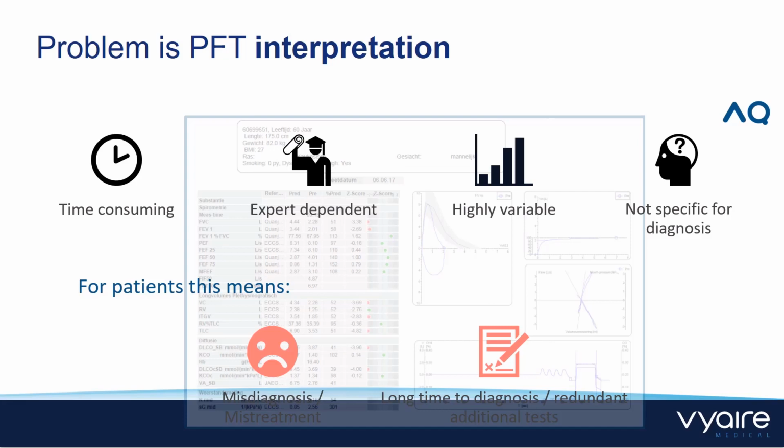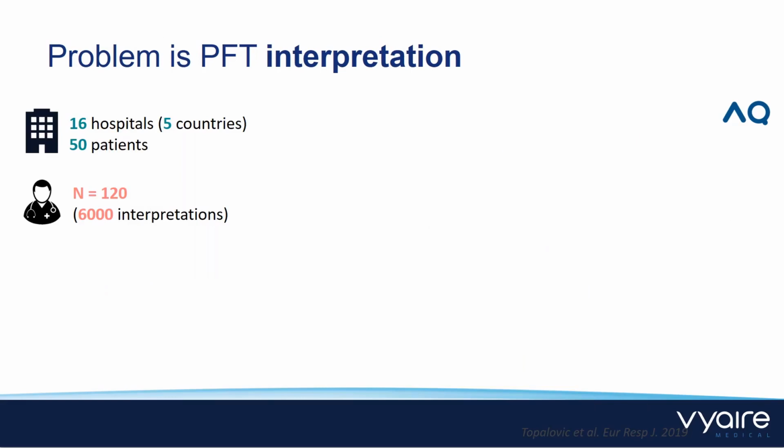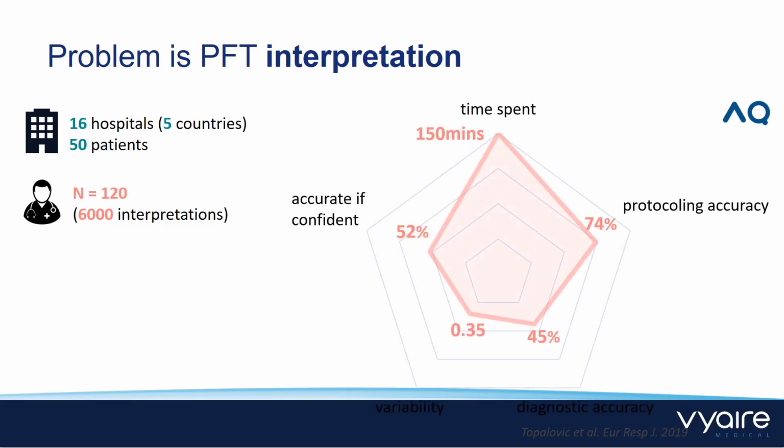To identify how big these problems are, ArtiQ did a study in 16 hospitals across 5 different countries, and they provided 50 patient cases to a total of 120 pulmonologists. It took on average 150 minutes to do the interpretation of these 50 cases, and the protocol matched the international guidelines in 74% of the cases.